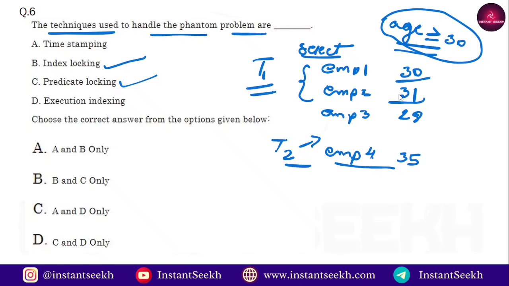So, index locking and predicate locking. Index locking places locks on the index entries that match the search condition, whereas predicate locking involves locking the entire set of rows that match the given condition. Here a set of index entries is locked; here the entire set of rows that match the condition is locked. So the correct answer is B. The techniques used to handle the phantom problem are index locking and predicate locking, that is option B. Let's move on to the next.